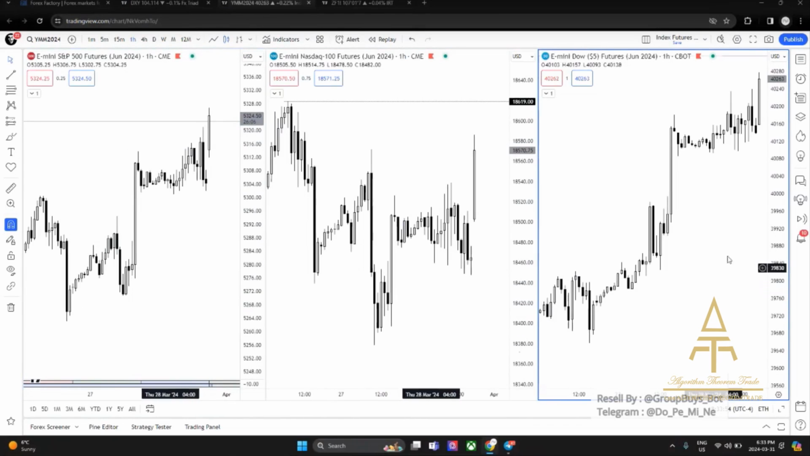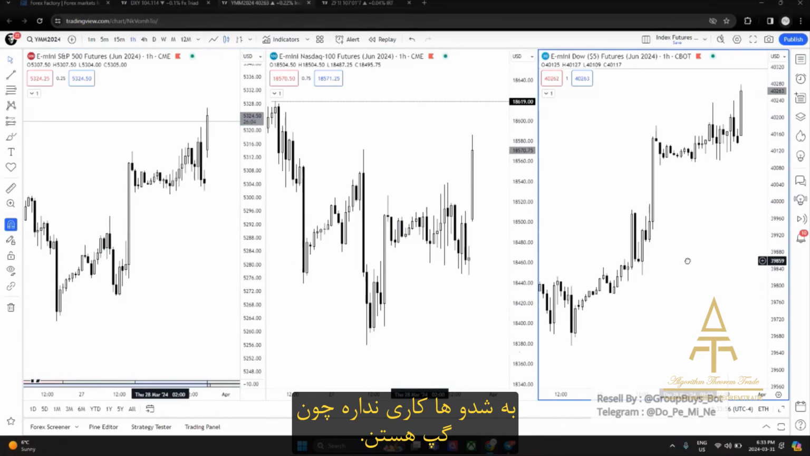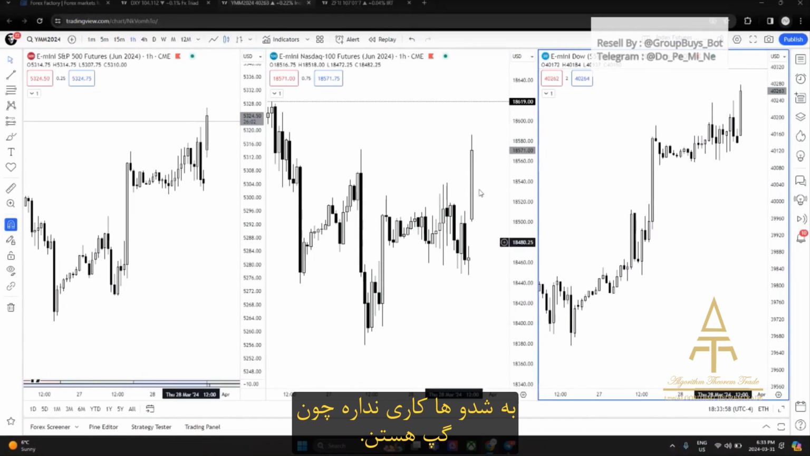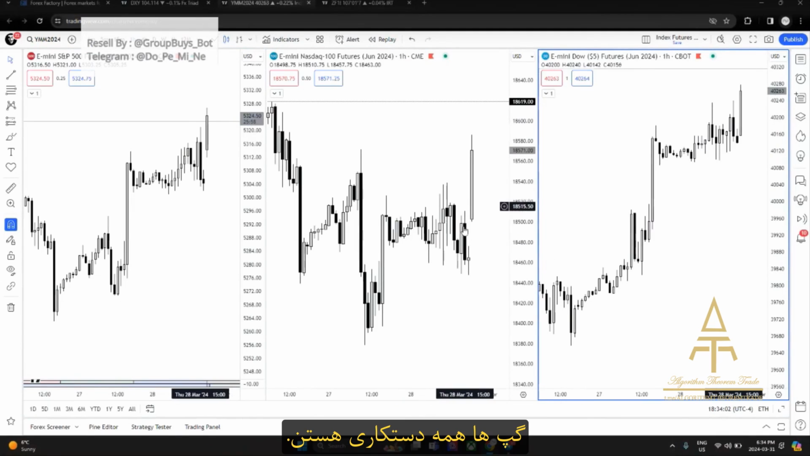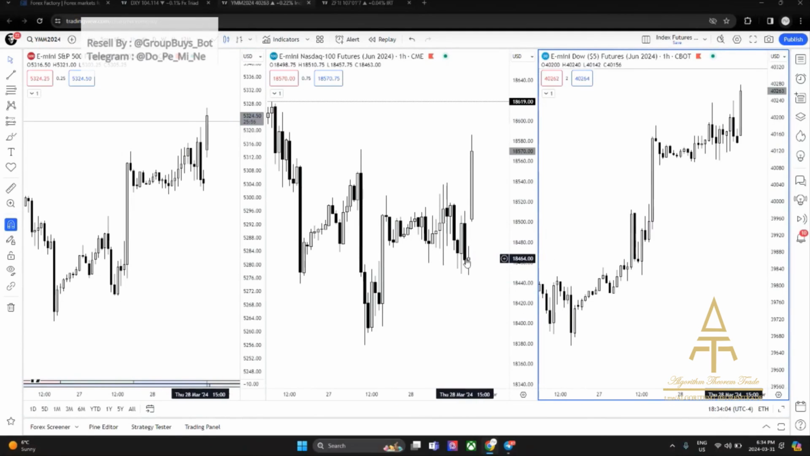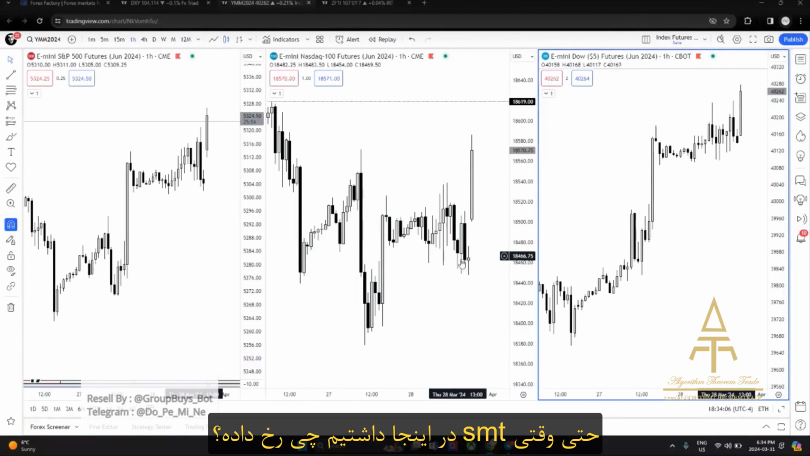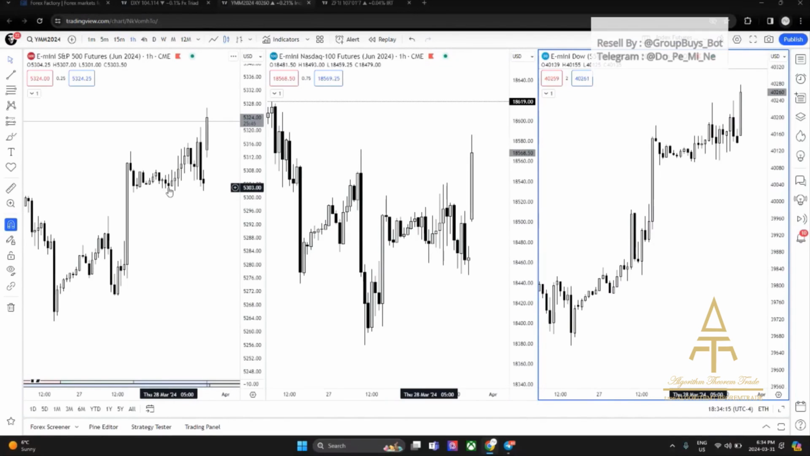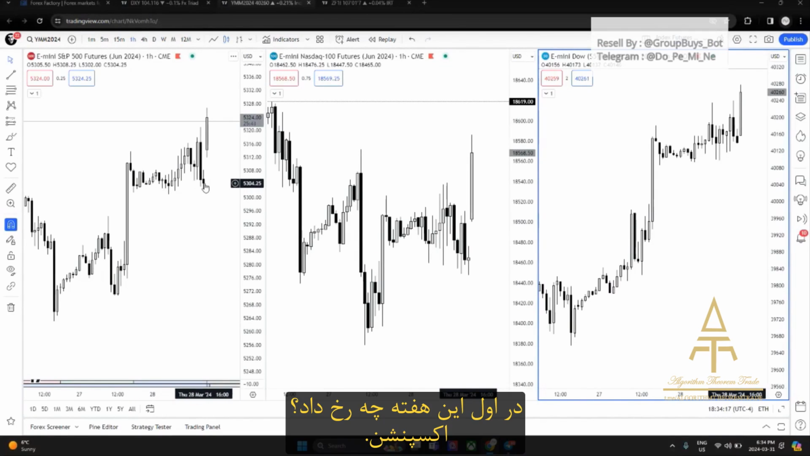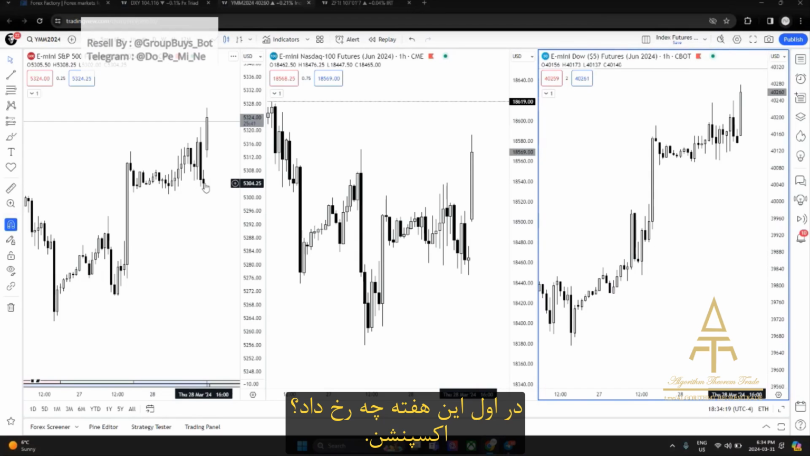right? It doesn't see wicks. It doesn't care about wicks. Wicks are gaps. It just runs through wicks. Wicks are just manipulation. Even here, right? Even here, when we had SMT here, what happened? We closed below this close, but here we did not close below this one, right? And then what did we do at the beginning of this week? We expanded.